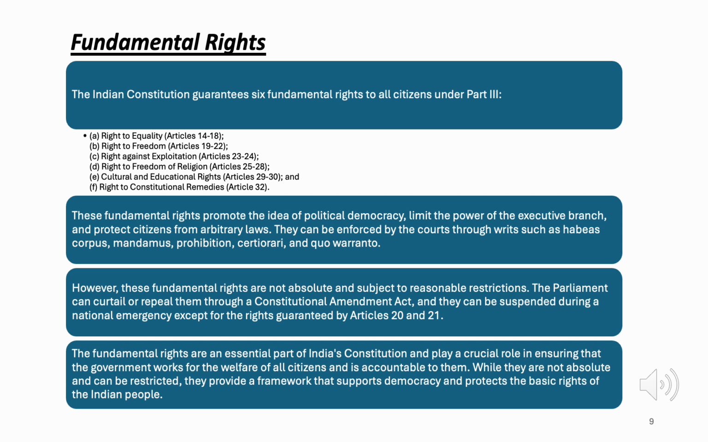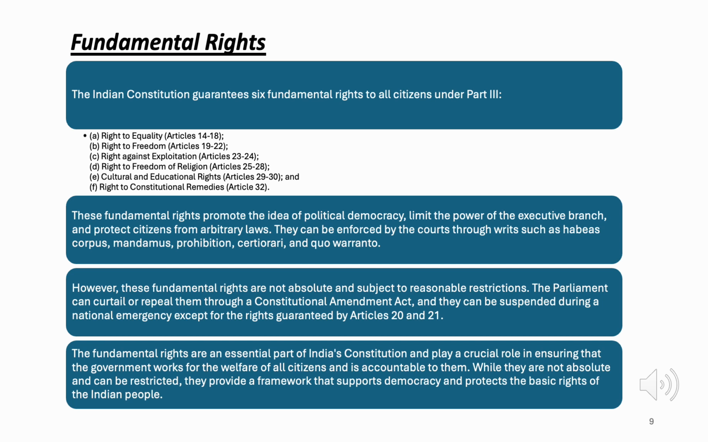These fundamental rights promote the idea of political democracy, limit the power of the executive branch, and protect citizens from arbitrary laws. They can be enforced by the courts through writs such as habeas corpus, mandamus, prohibition, certiorari, and quo warranto. However, these fundamental rights are not absolute and subject to reasonable restrictions. The Parliament can curtail or repeal them through a Constitutional Amendment Act, and they can be suspended during a national emergency except for the rights guaranteed by Articles 20 and 21.